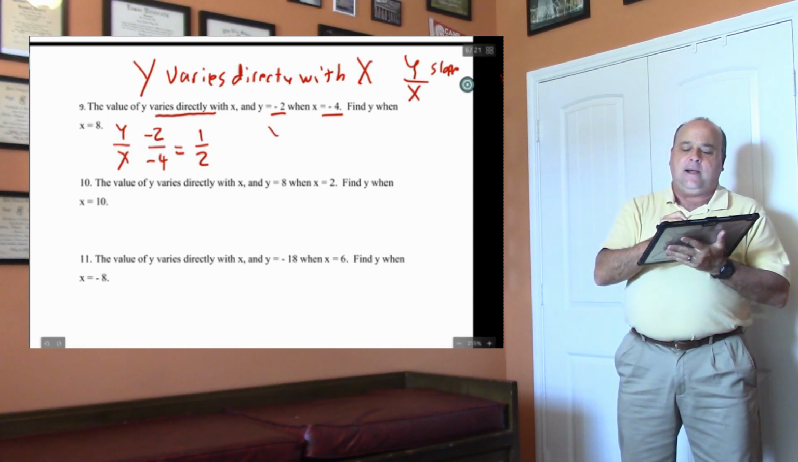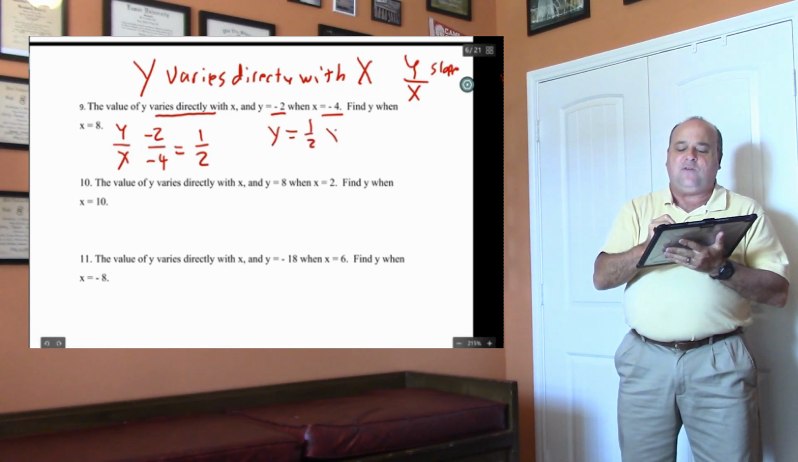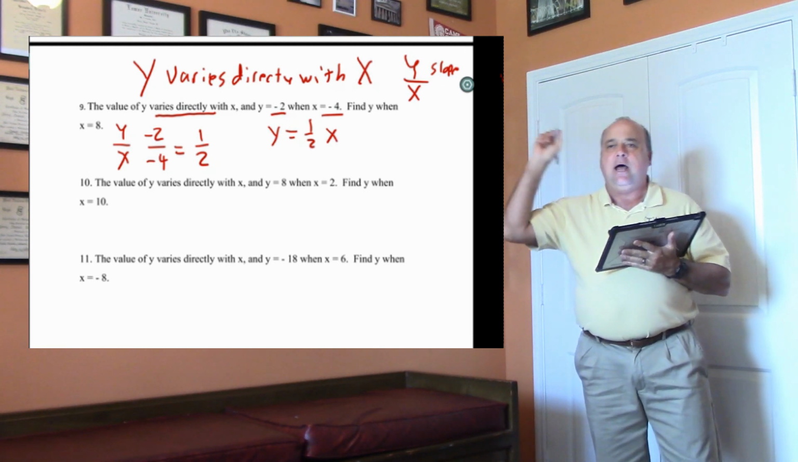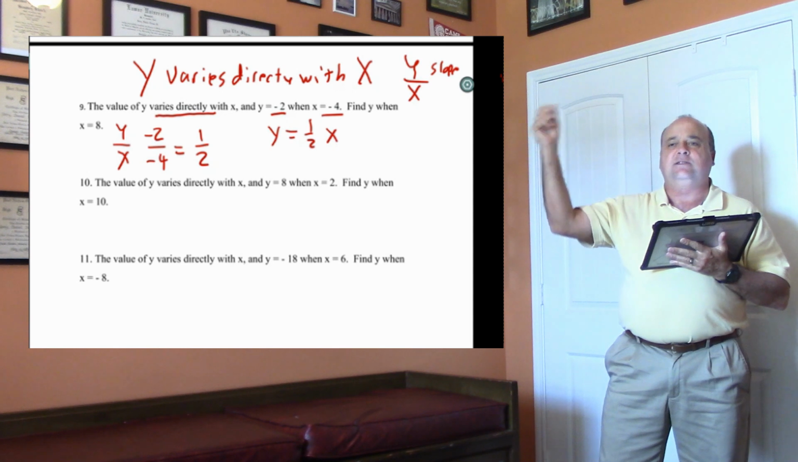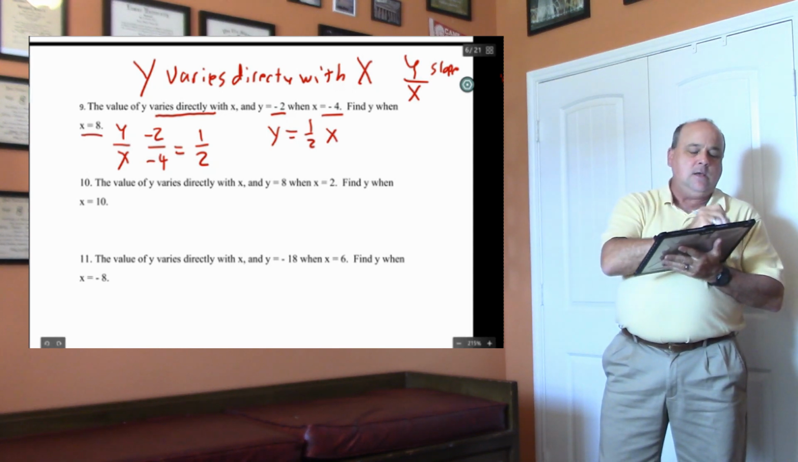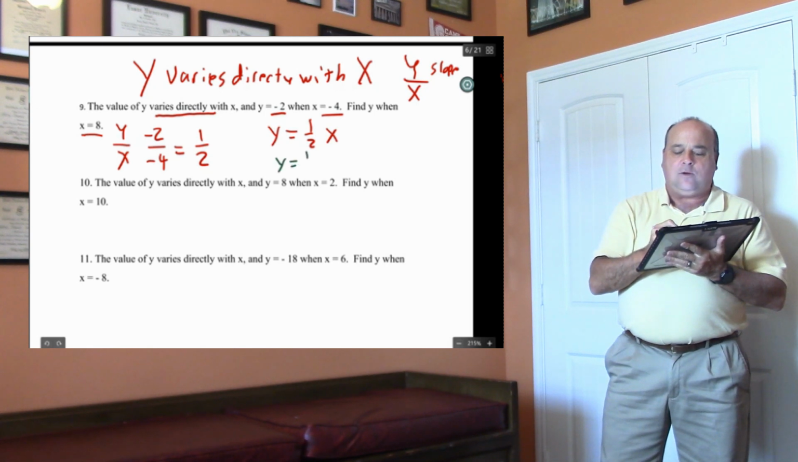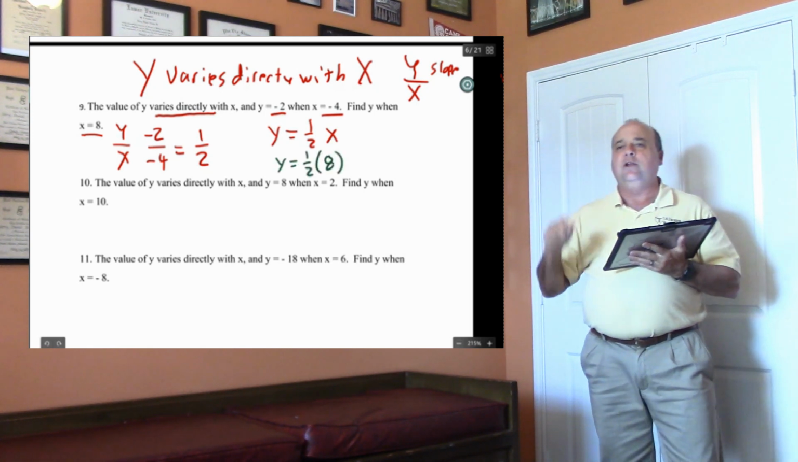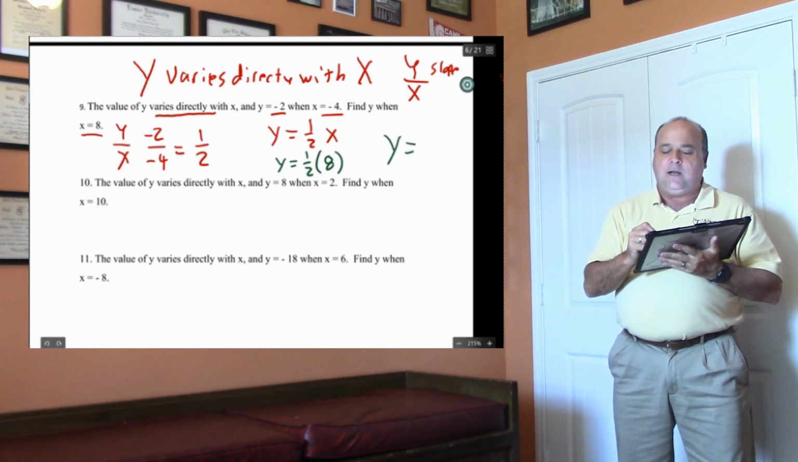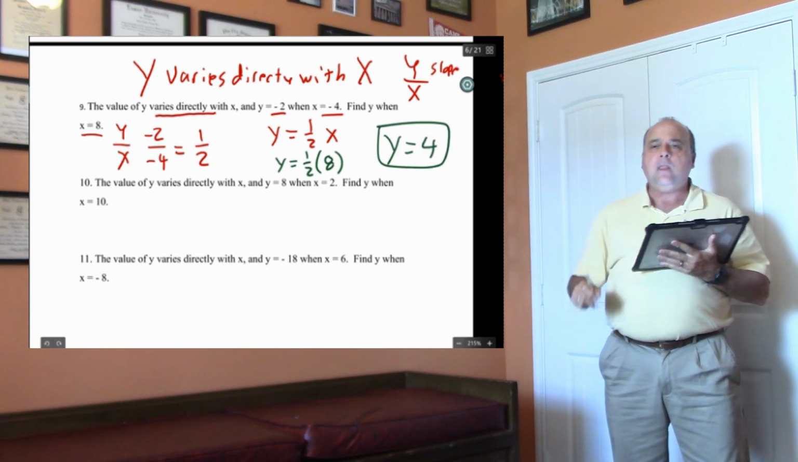Now then, I'm going to write down y equals 1/2 x. I'm either going to be given the y or the x. I'm going to plug in the y or the x and solve for the other variable. So on this one, I'm given x equals 8. So I'm going to go down here and put y equals 1/2 and replace the x with 8. All I got to do is 1/2 of 8, don't I? Which is 4. So y would end up being 4.